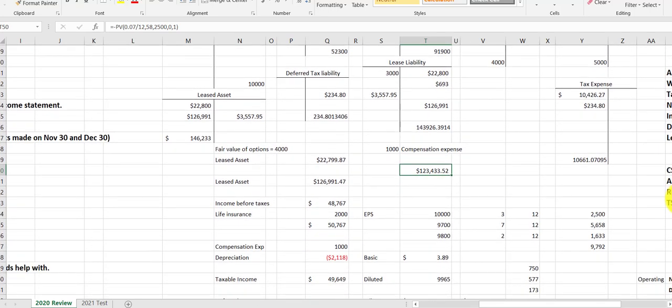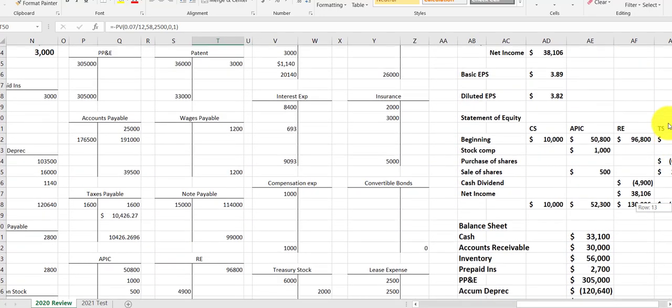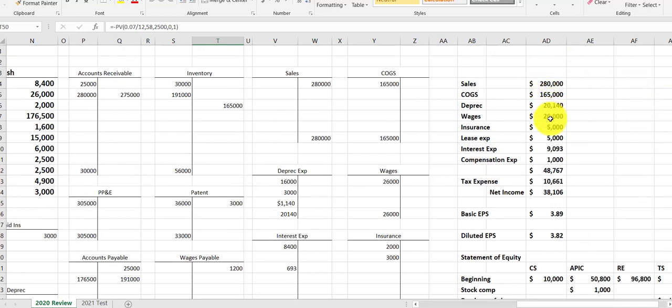All right. Now, to wrap up our taxes, we need to get our income before taxes. So we have to do our income statement up to that point, and here's what that looks like. We get income before taxes of $48,767.